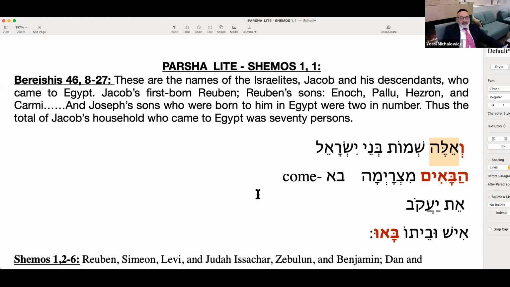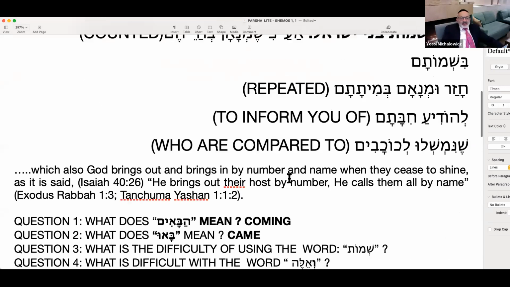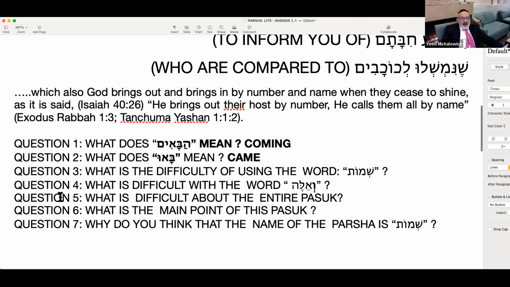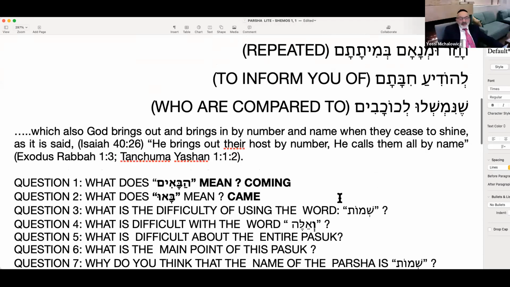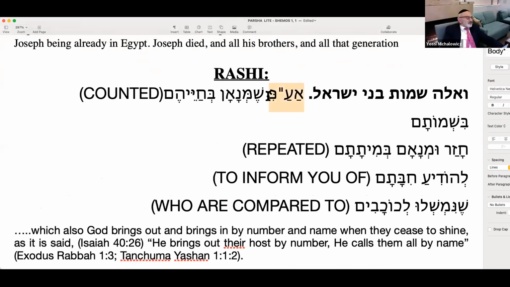So let's take a look at Rashi for a minute. This is an important Rashi. Ve'elu Shemos b'nei Yisrael. Rashi is answering this question: what is difficult about the entire pasuk? Rashi's coming to answer that. And Rashi says, I'll read it to you. Aleph, Ayin, Pei. Does anybody remember what that stands for? Alpi. That's half right. Af al pi.